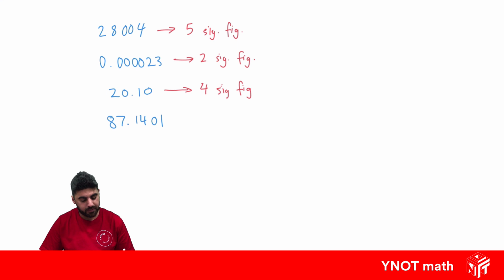What about 87.1410? So remember, zeros in the middle of non-zeros are significant. We count from our first non-zero, and in this case, we have 6 significant figures. What about 0.06500? So we're counting from our first non-zero, which in this case is a 6. Zeros after the decimal are significant. So here we have 4 significant figures.